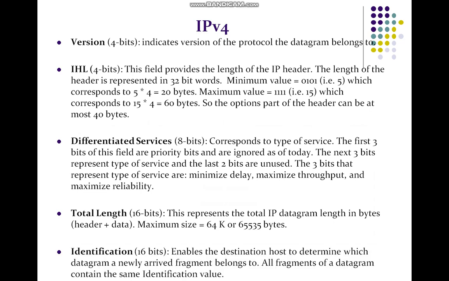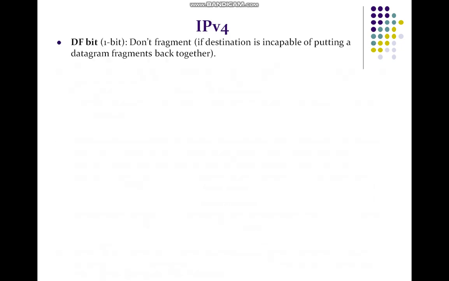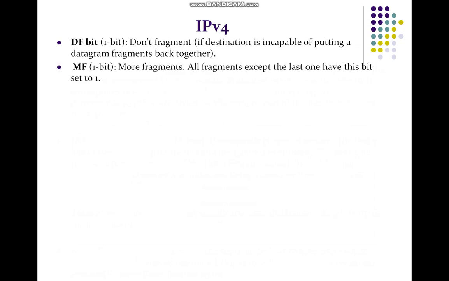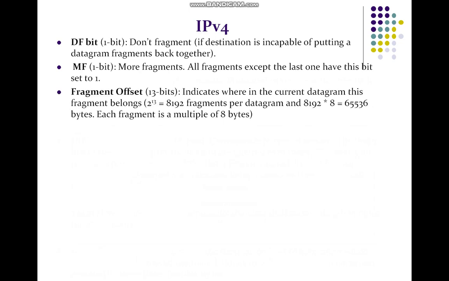Identification enables the destination host to determine which datagram a newly arrived fragment belongs to. All fragments of the datagram contain the same identification value. DF is the don't fragment bit, and MF is the more fragments bit. All fragments except the last one have the MF bit set to 1. Fragment offset indicates where in the current datagram this fragment belongs.